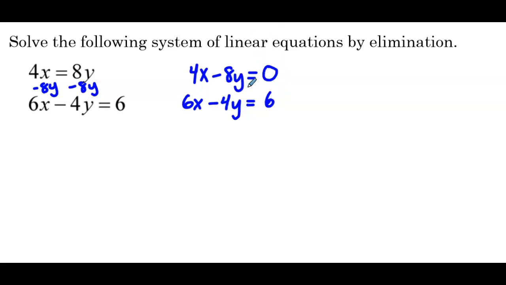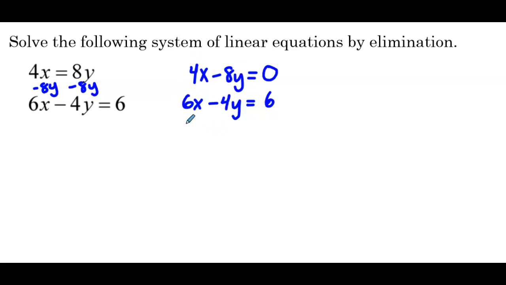So now we have to make the choice as to what variable we want to eliminate. Well, here it's going to be much simpler to eliminate the y terms, right? If this is negative 8y, all I have to do is multiply the second equation by negative 2 so that it becomes a positive 8y, and the y terms will eliminate one another.